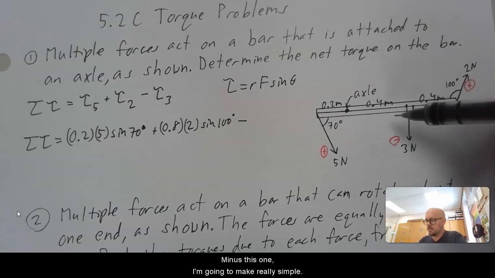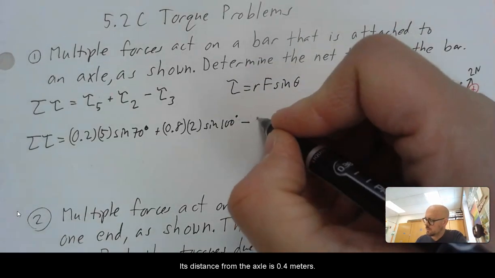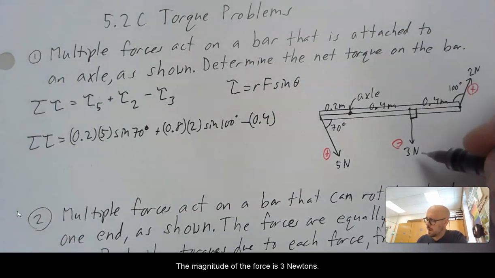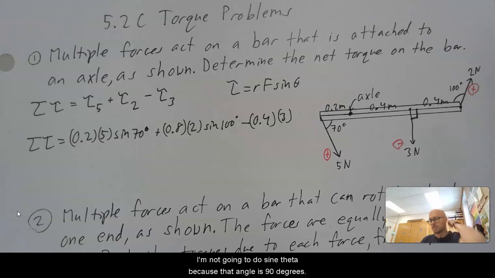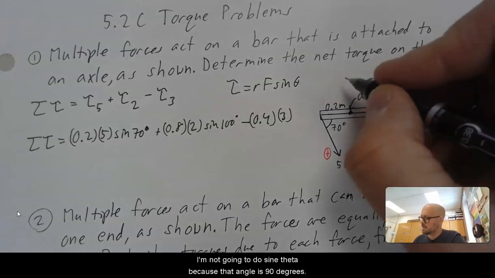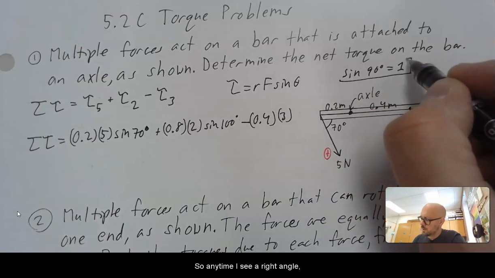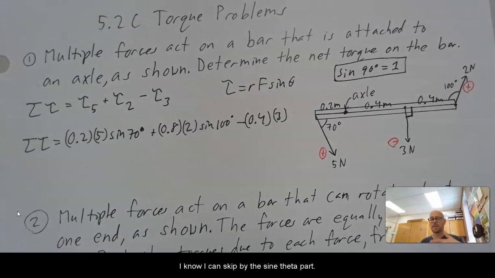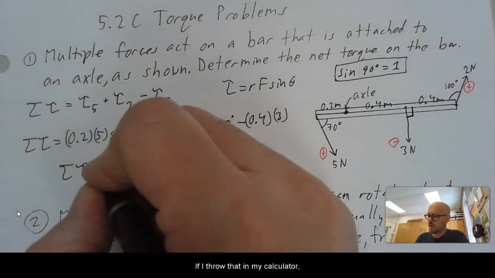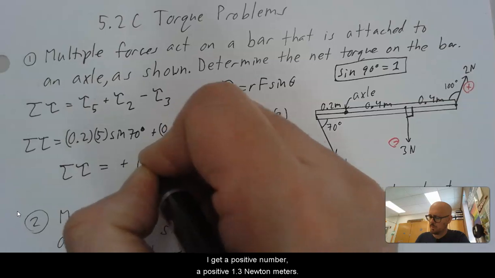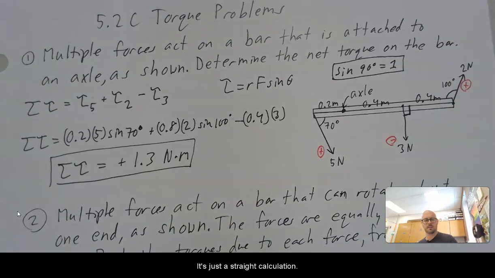Minus, and this one I'm going to make really simple. This is the 3 Newton force. Its distance from the axle is 0.4 meters. The magnitude of the force is 3 newtons, and I'm just going to stop there. I'm not going to do sine theta because that angle is 90 degrees. The sine of 90 degrees is equal to 1. So anytime I see a right angle, I know I can skip the sine theta part. If I throw that in my calculator, I get a positive 1.3 Newton meters. So that takes care of that one. It's just a straight calculation.